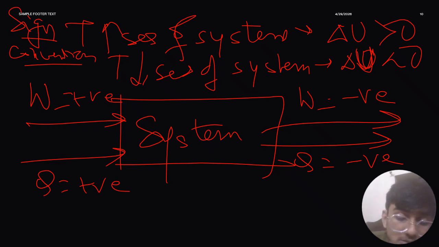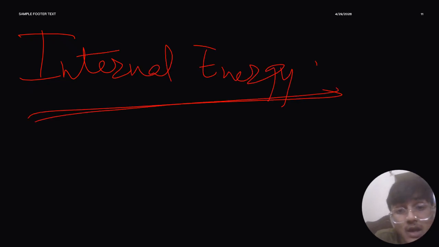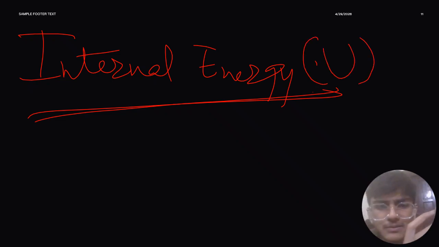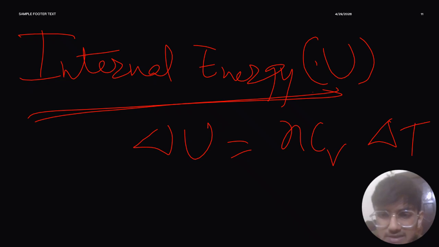Now we will discuss some terms like internal energy and heat exchange. Internal energy is a parameter, the energy possessed by the molecules only, denoted by U, and it depends on temperature. Actually, absolute internal energy is not defined. We define the change in internal energy of the system, delta U, which is given by nCv delta T.